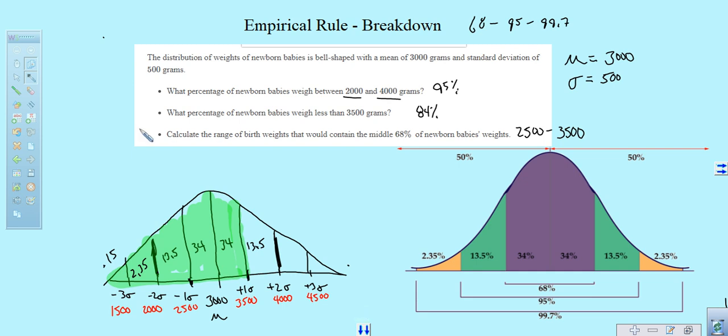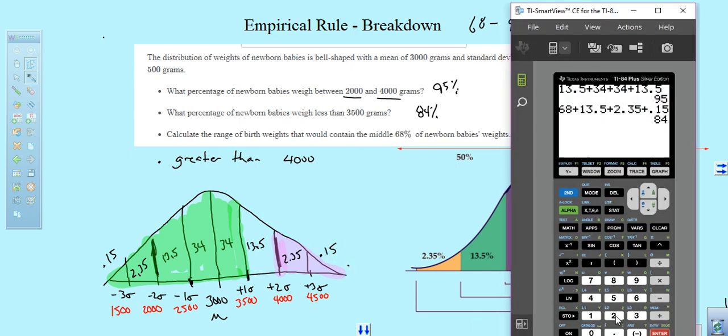But let's play around. What if I threw another one on here, and what if I was looking for it to be greater than 4,000? So there's 4,000 right there. If I want to be greater than 4,000, that means I'm looking for those two slivers right there. I come over to our chart. That sliver right here is 2.35. That last little sliver is 0.15. So we pull out our calculator. 2.35 plus 0.15, go, and we get 2.5. So if you were greater than 4,000, you'd be looking at 2.5%. And you can play that game any way you want to.